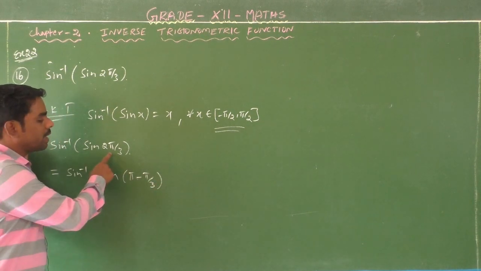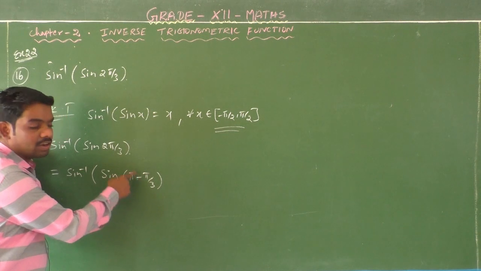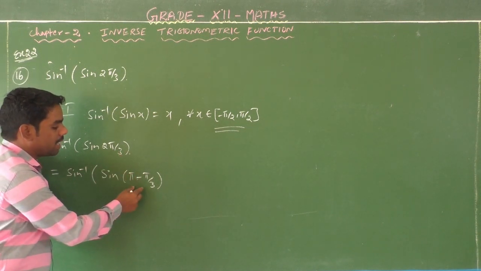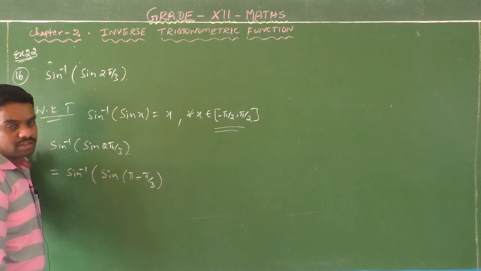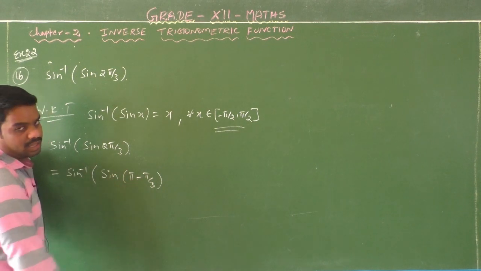Pi minus pi by 3. So 2 pi by 3 is equal to pi minus pi by 3. 3 pi minus pi is equal to 2 pi by 3. So this value 2 pi by 3 is in the form pi minus pi by 3. So these two values are equal. So 2 pi by 3 is equal to pi minus pi by 3.